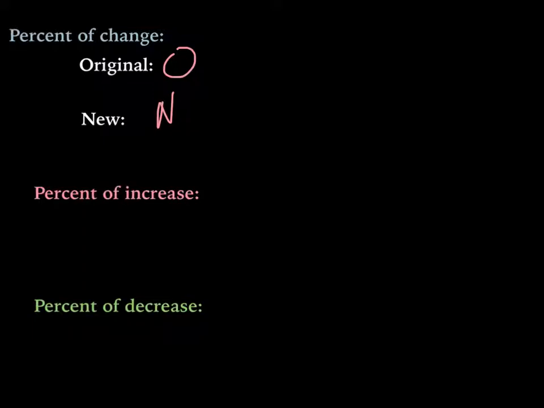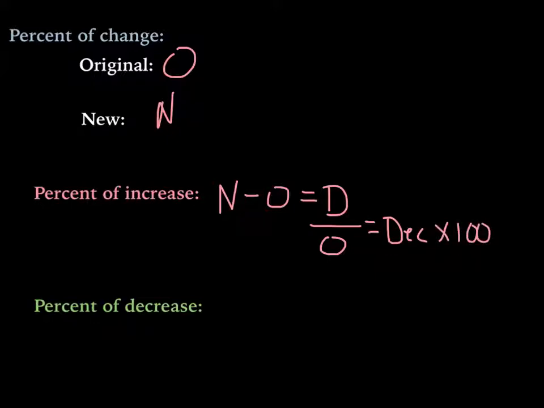So if we look at the percent of increase formula, you're looking at taking the new number, because that's going to be the bigger number of the two. We're going to subtract the original. That's going to give you a difference when you subtract the two. From here, this step is always the same. We're going to divide by the original. That's going to give us a decimal, which we're going to multiply by 100, which is going to turn it into a percent.